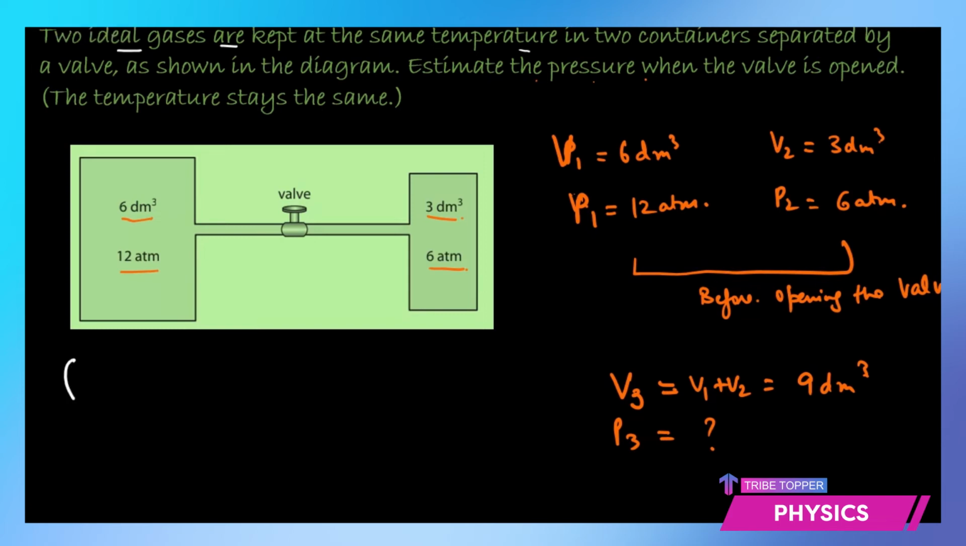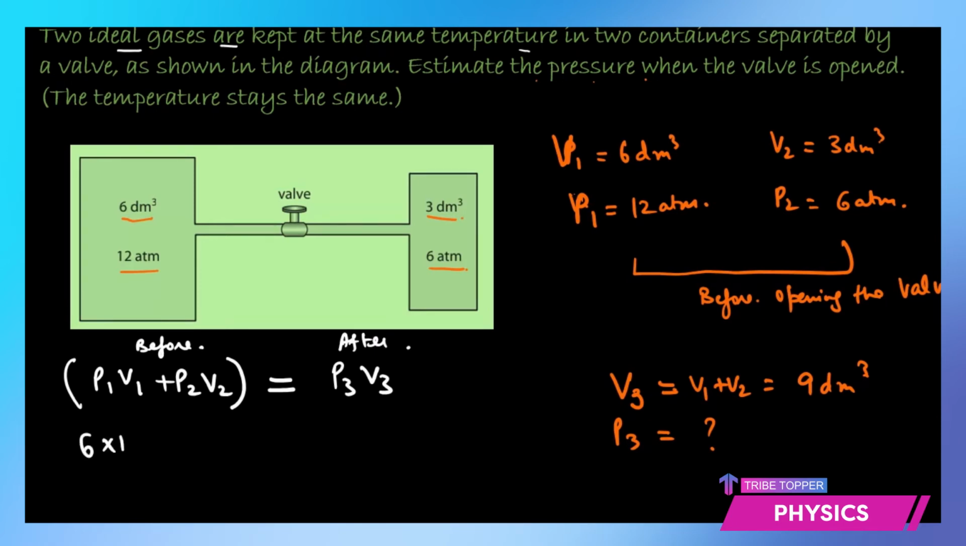But here we have a different situation that two gases are there before mixing. So we'll say P1 V1 plus P2 V2, that's our initial part. This is equal to P3 V3. And now I have already written everything that is given to you. So this is before opening the valve and this is after opening the valve, right? So we have 6 times 12 plus 3 times 6. Just plug in all the values of P1 V1 and P2 V2 is equal to P3 we have to find out, and V3 is 9.